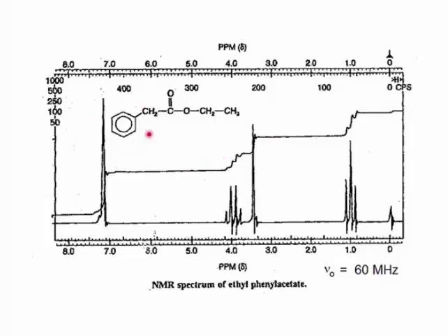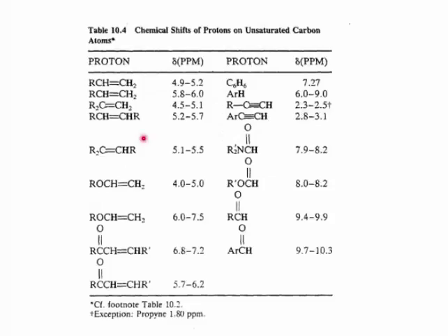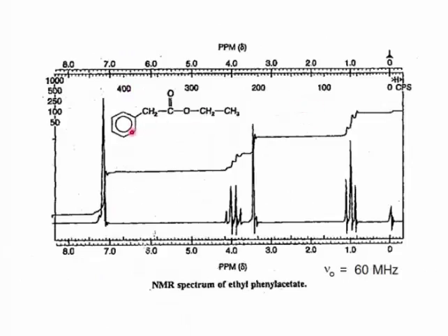First, we look at the ring hydrogens. If you go back and look at the table, the chemical shifts of protons on unsaturated carbon, this entry here, we expect a benzene ring hydrogen to have a chemical shift between 6 and 9 ppm. You'll note that we have this signal here. It's about 7.2, and that falls in that range. Therefore, we can assign this signal as caused by the phenyl ring hydrogens.